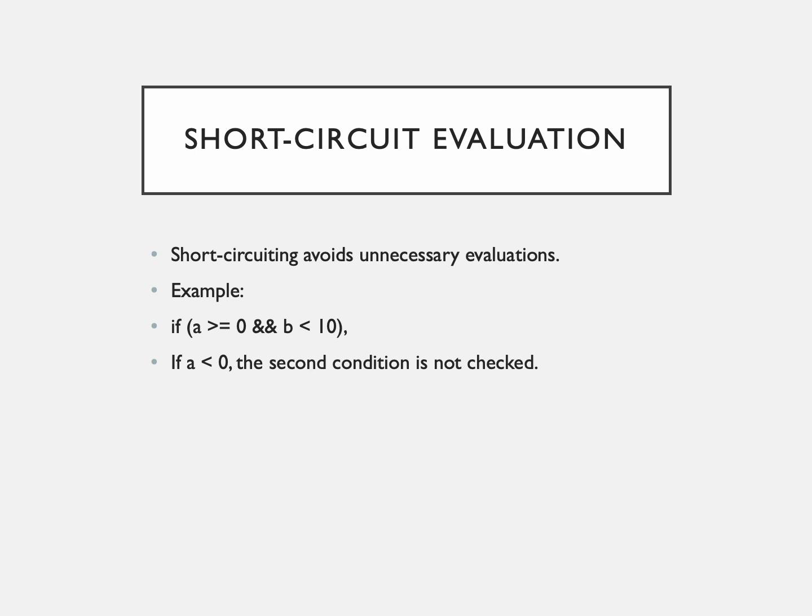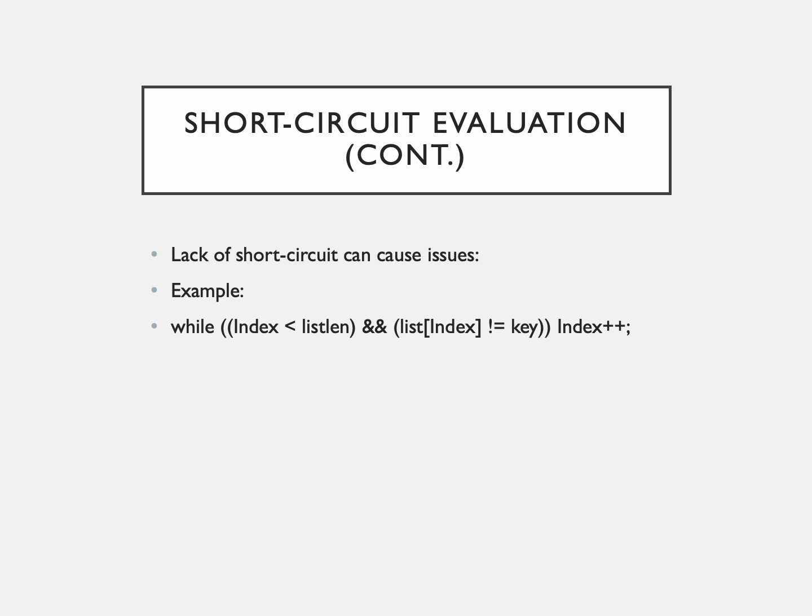Why does it matter? It saves computational effort, especially if the second condition is expensive. Also, it can protect against issues like division by zero or null pointer access. Short circuiting helps prevent unnecessary or unsafe operations. Without it, your code could cause runtime errors like accessing memory out of bounds or dereferencing null pointers.